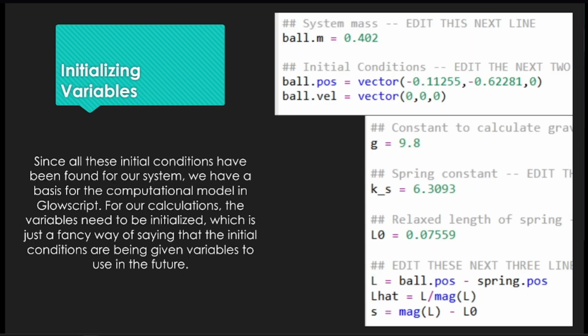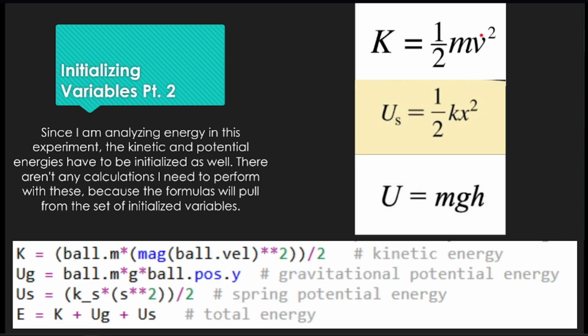Since all these initial conditions have been found for our system, we have a basis for the computational model in GlowScript. For our calculations, the variables need to be initialized, which is just a fancy way of saying that the initial conditions are being given variables to use in the future. Since I am analyzing energy in this experiment, the kinetic and potential energies have to be initialized as well. There aren't any calculations I need to perform with these because the formulas will pull from the set of initialized variables.